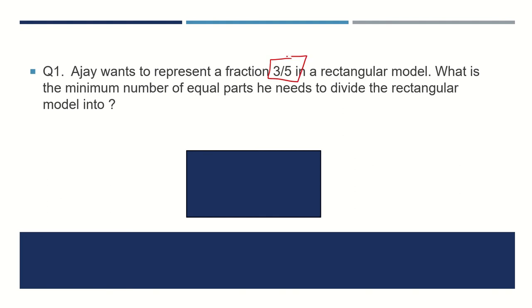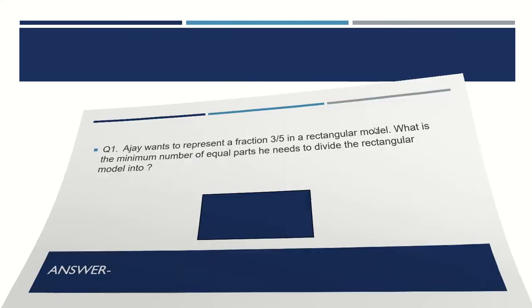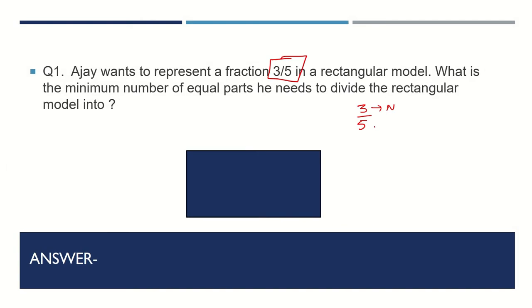3/5. What is the meaning of this 3 by 5? It means 3 is the numerator and 5 is the denominator. So in 3 by 5, how many total parts are there? As the denominator tells you the total number of equal parts. In this question we have asked how many minimum number of equal parts. So you have the direct answer. The answer is 5.